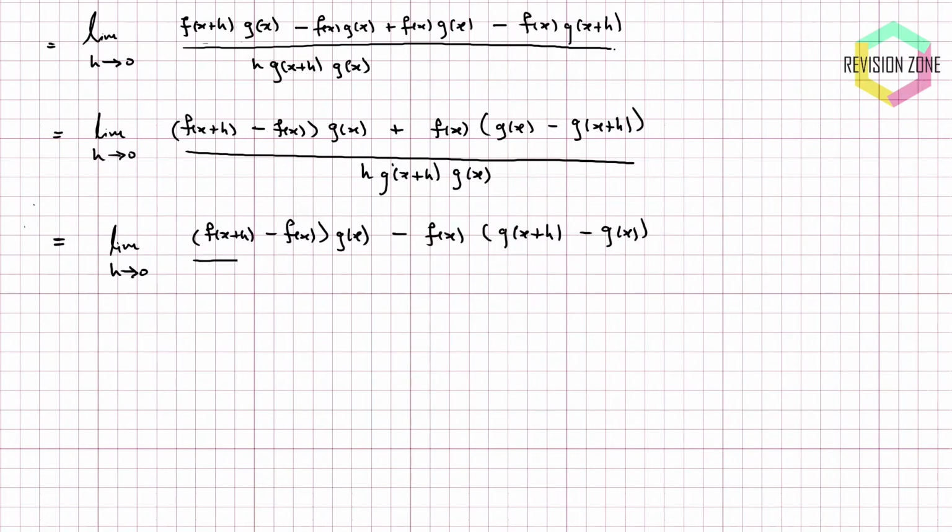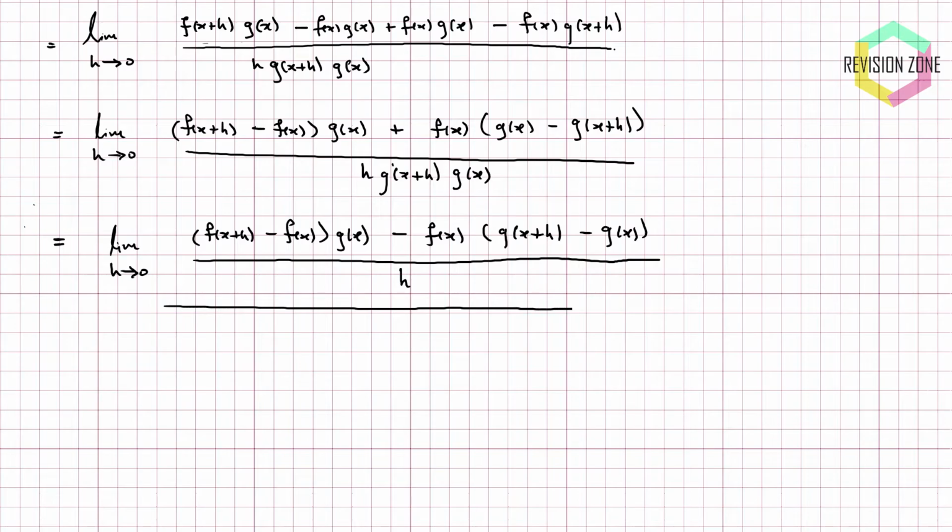So all of this is going to be over h, and then all of that is going to be over g of x plus h times by g of x. Right. So when we have that, we need to tidy this up slightly further. I can basically take that h and split that top fraction up into two separate fractions, one fraction there and one fraction there.